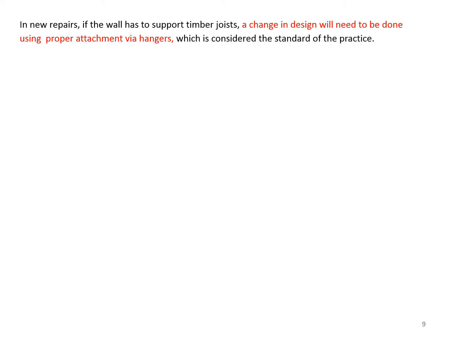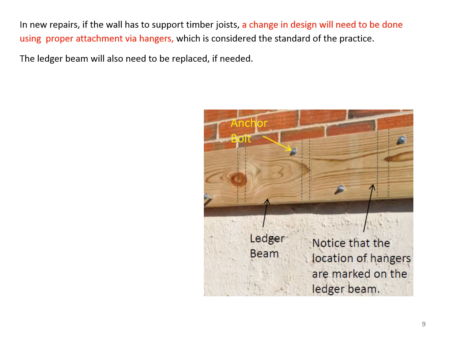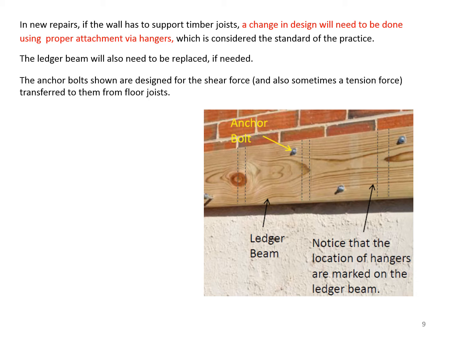In new repairs, if the wall has to support timber joists, a change in design will need to be done using proper attachment via hangers, which is considered the standard of the practice. The ledger beam will also need to be replaced if needed. The figure to the right shows a ledger beam. Notice that the locations of hangers are marked on the ledger beam.